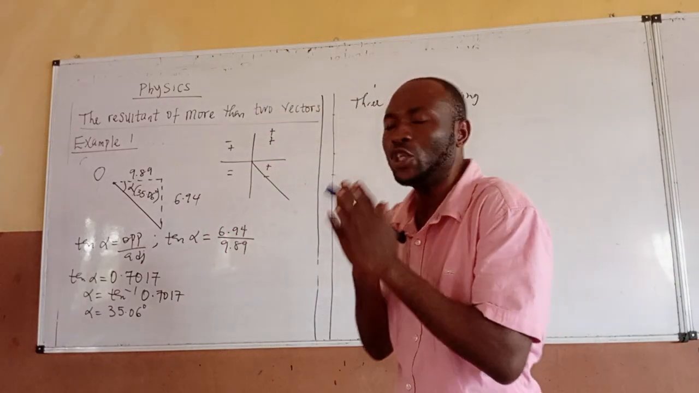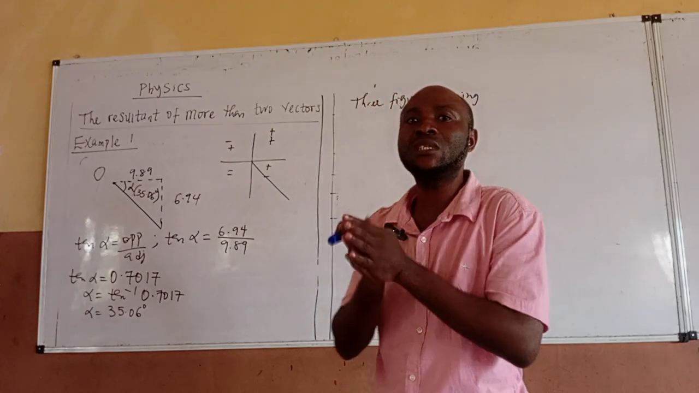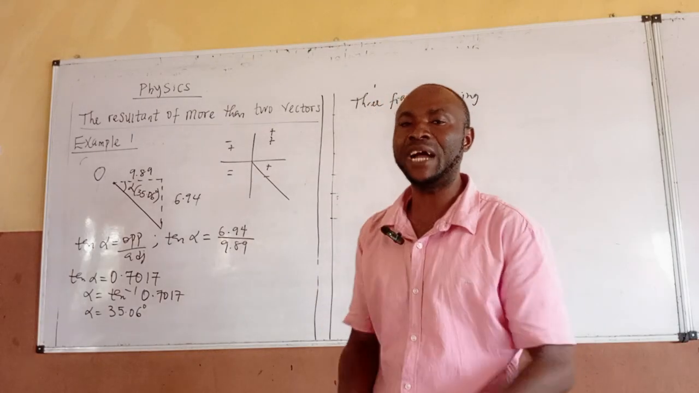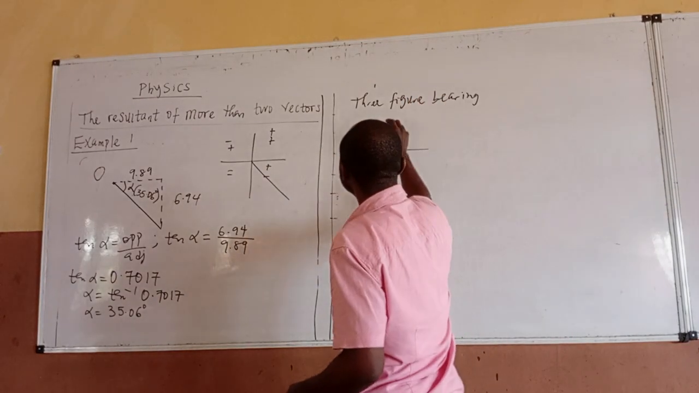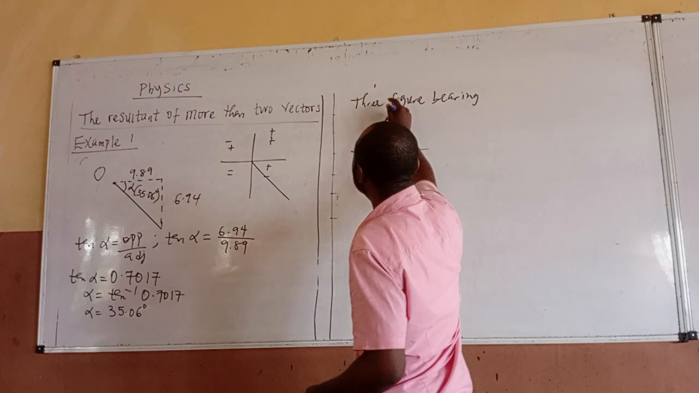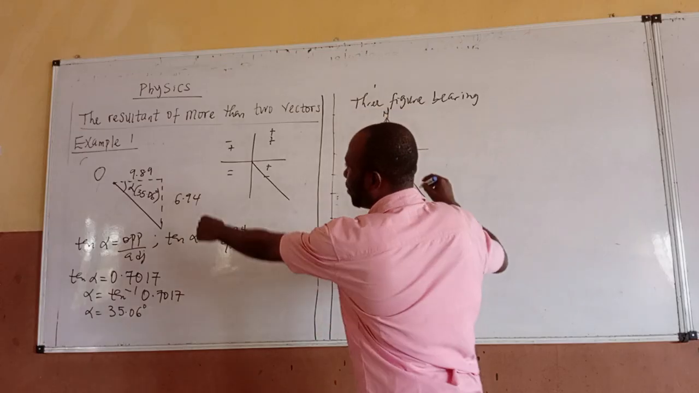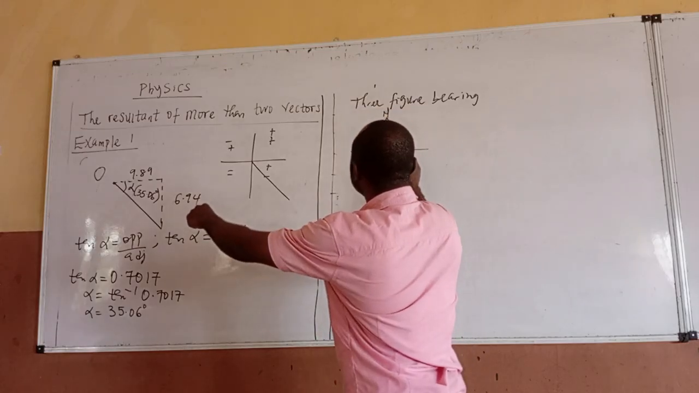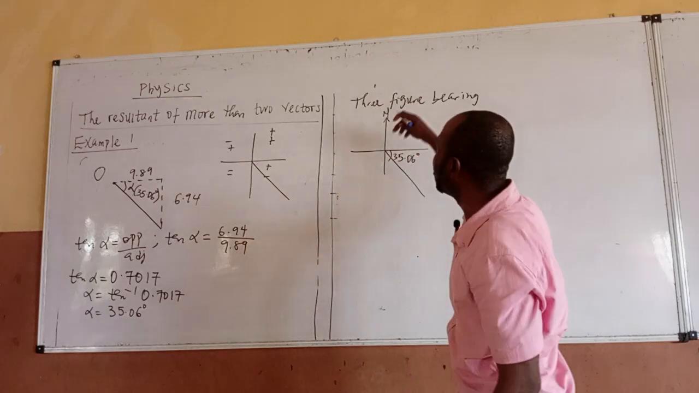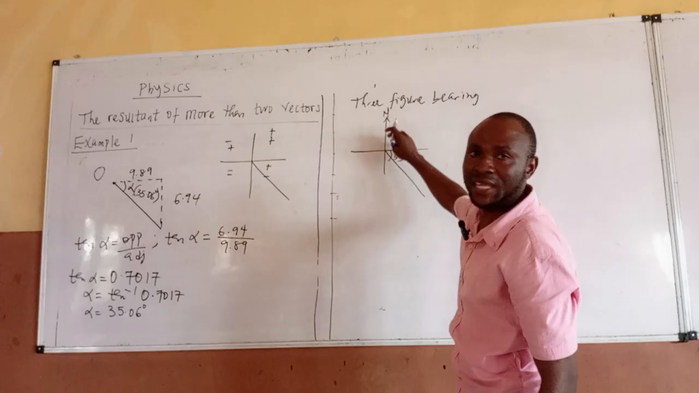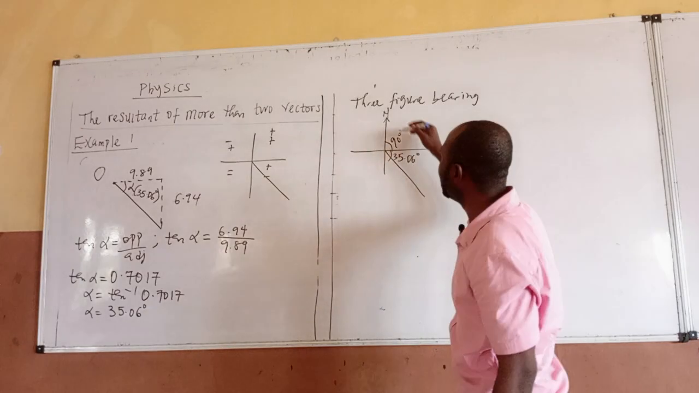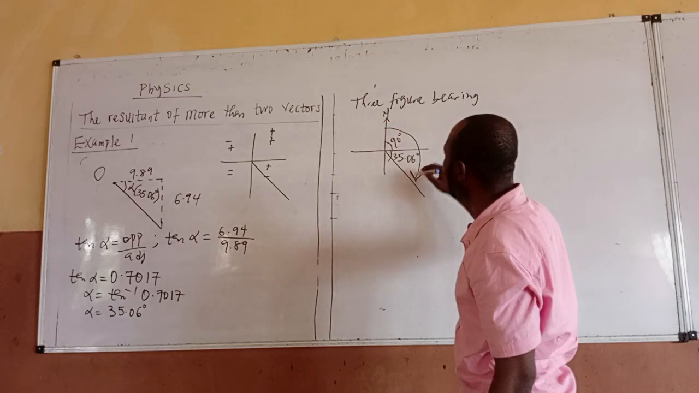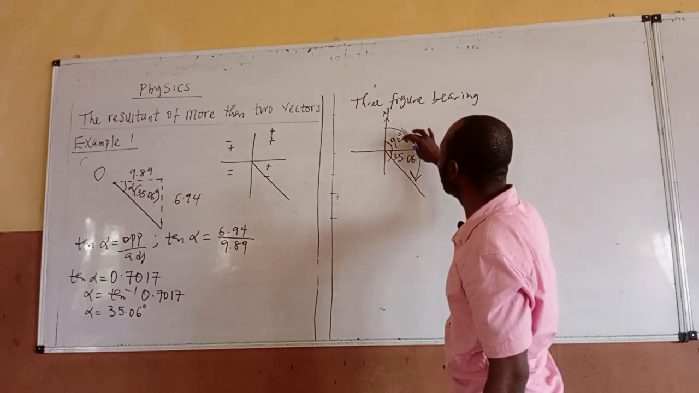So three-figure bearing, the major instruction is that it must start from north in clockwise direction. So if you have it like this, this is the north, and then you already have this place as 35.06 degrees. In three-figure bearing, it must start from north in clockwise direction. That means from here to here is 90. So the direction here, you add it together.